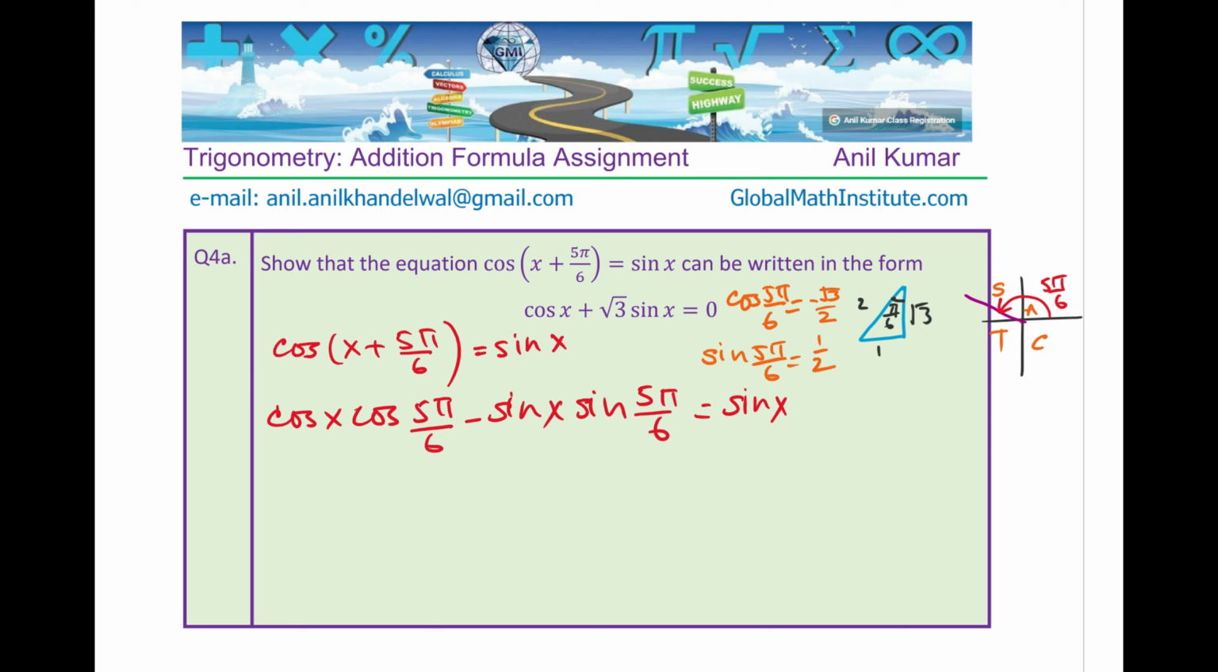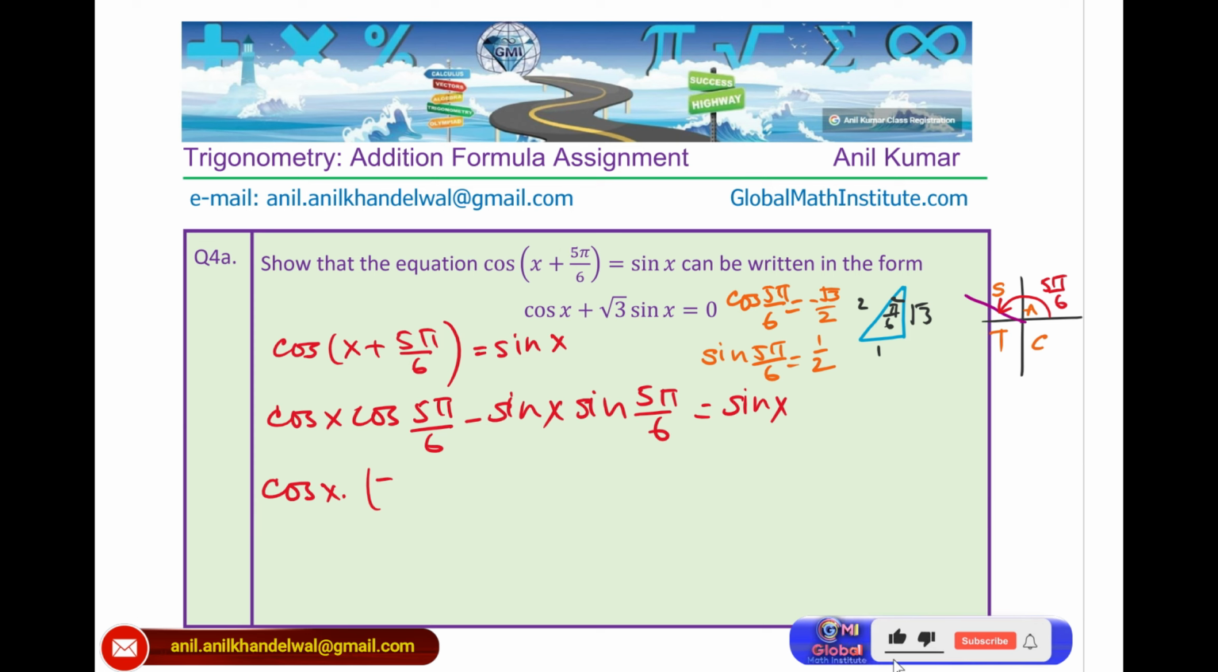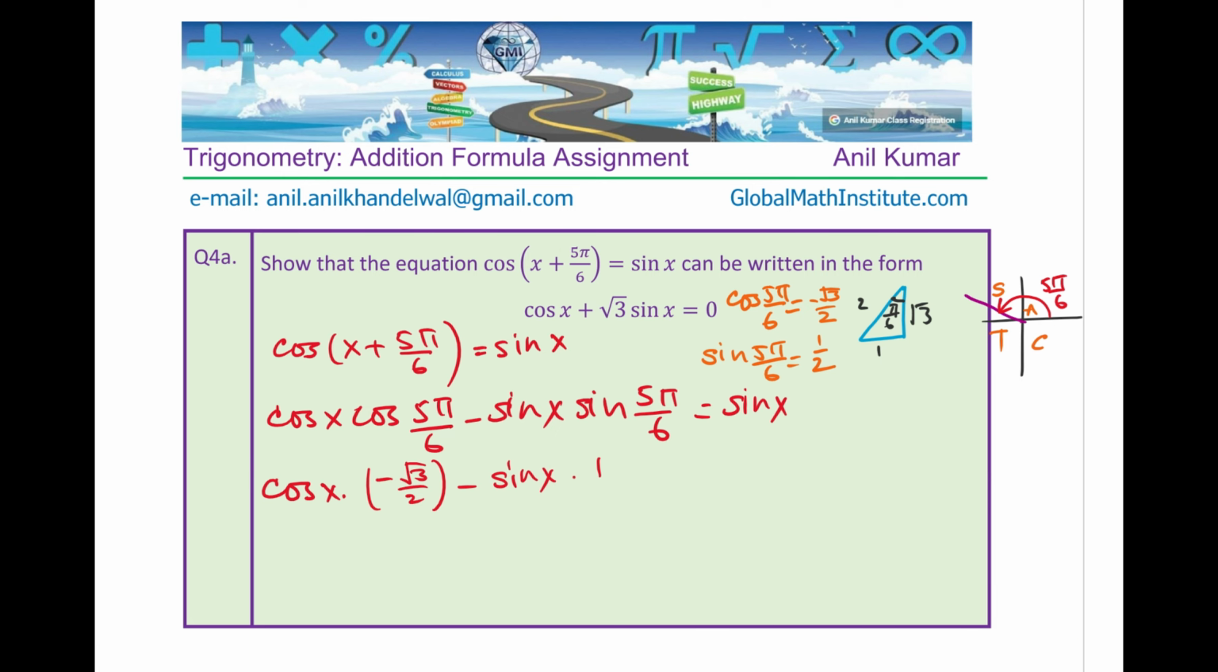So let's substitute these values now. We get cos x times minus square root 3 over 2 minus sin x times half equals sin x. Is that clear to you? Now, we can multiply everything by 2. We really need cos x, right? Plus square root 3 sin x equals 0. That is what we need.